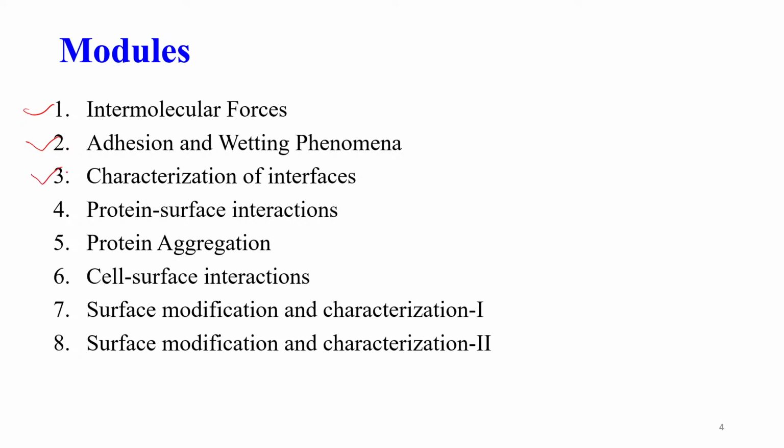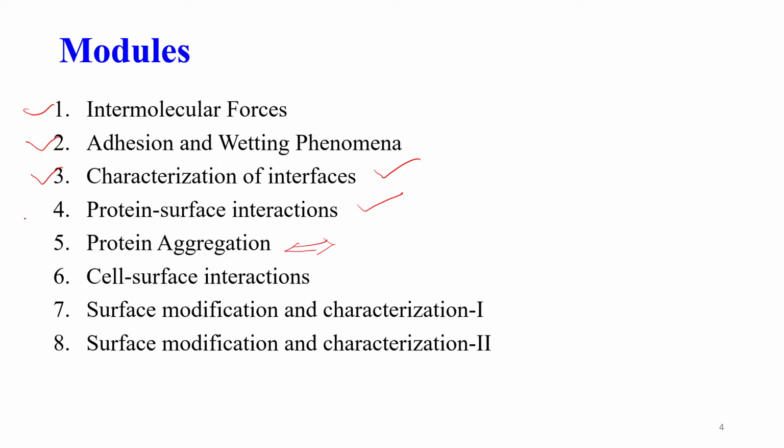Then next comes how we characterize the interface. Once we know how to characterize the interface, we should be able to see whatever surface engineering is being done, how effective it is or how much it is implemented. Then the next step of the biointerfacial interactions is the protein surface interactions, which includes the adsorption of protein, then the kinetics of protein adsorption. And briefly, we discussed that protein aggregation is related to protein adsorption on the surface. So the next module we discussed is protein aggregation.